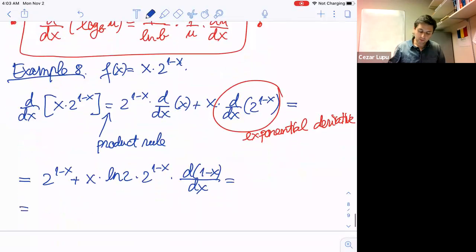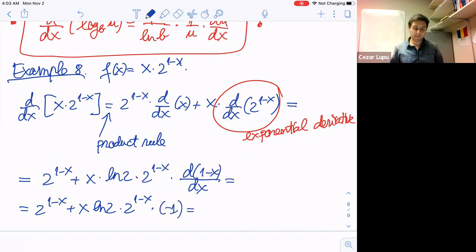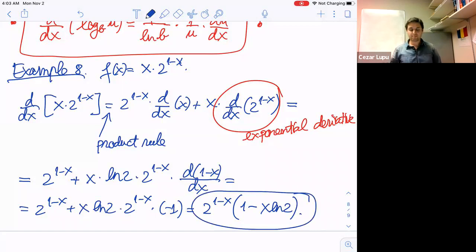And this will be equal to 2 to the power 1 minus x plus x ln of 2 times 2 to the power 1 minus x. And now the derivative of that guy will be nothing else than just negative 1. So we can factor 2 to the power 1 minus x, and this equals 2 to the power 1 minus x times 1 minus x ln of 2. And that's it. Anyway, I think you got the gist here.